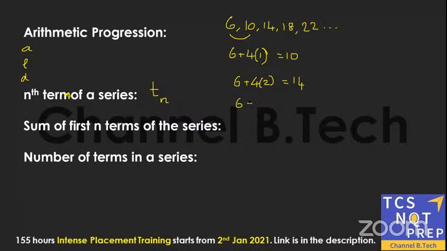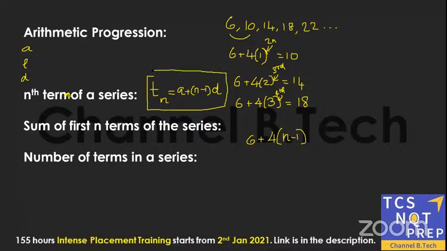Now, I will get 14. If I need the third term, to the first term, I will add 3 times 4, and I will get 18. See, for the second term, I am multiplying with 1. For the third term, I am multiplying with 2. For the fourth term, I am multiplying with 3. If I need the nth term, to the first term, I will add 4 multiplied with n minus 1. So the nth term can be found using the formula a plus n minus 1 into common difference. This formula can be used to find out the nth term.